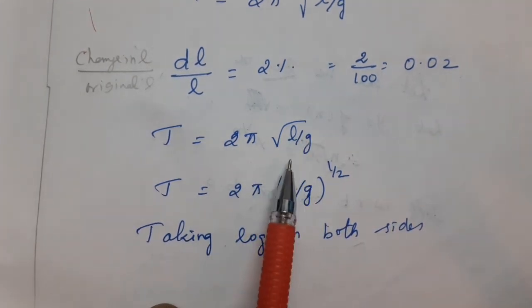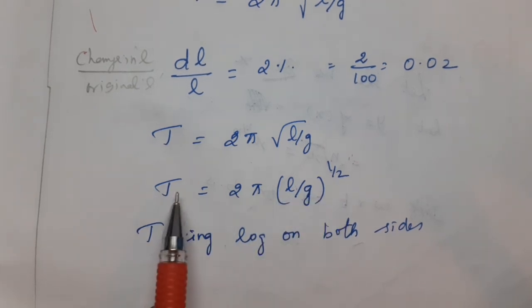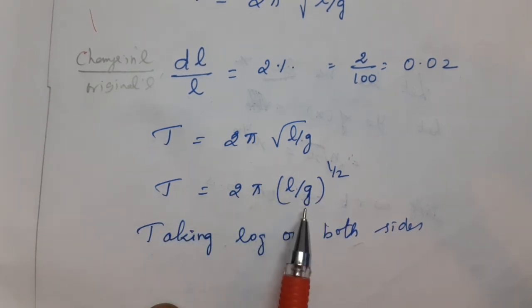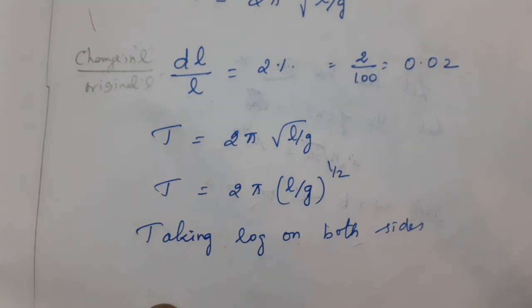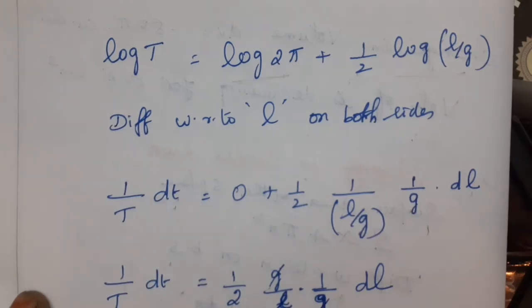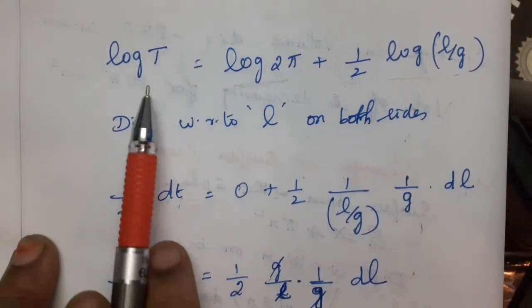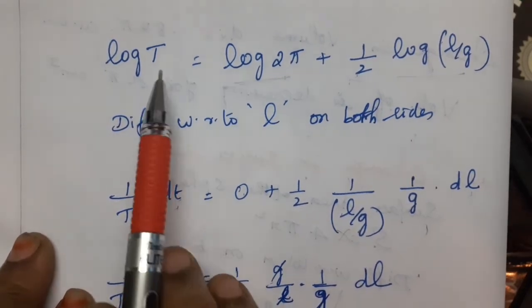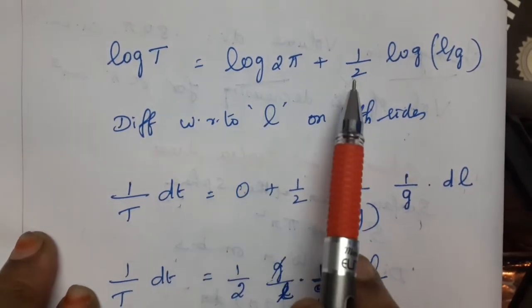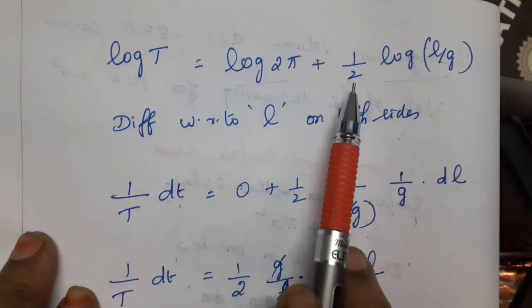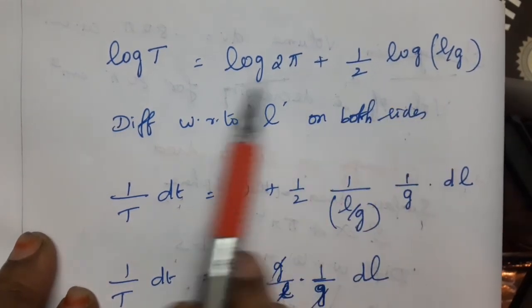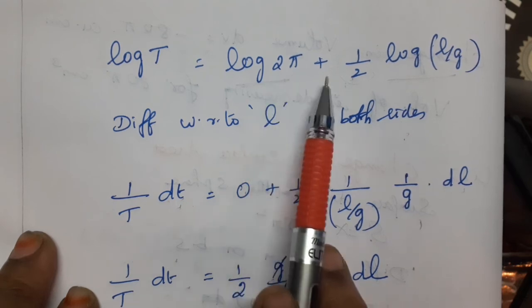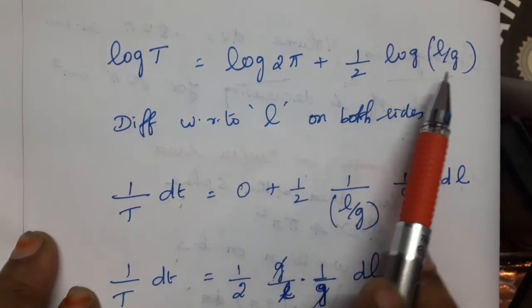Now we take log on both sides. The square root of L by G is rewritten as the power 1 by 2. T equal to 2π into (L by G) whole power 1 by 2. Taking log on both sides, the product becomes addition. Log t equal to log 2π plus 1 by 2, because the power comes down as a product, into log L by G.